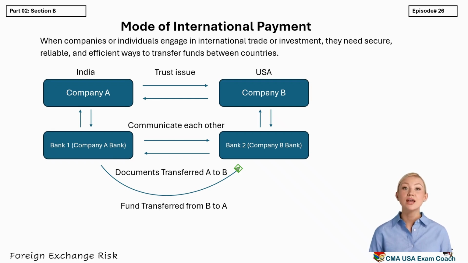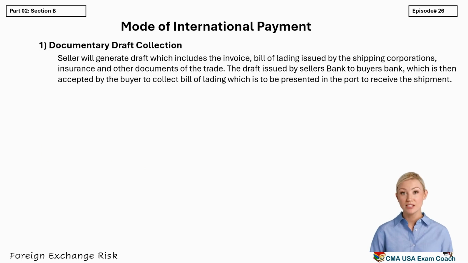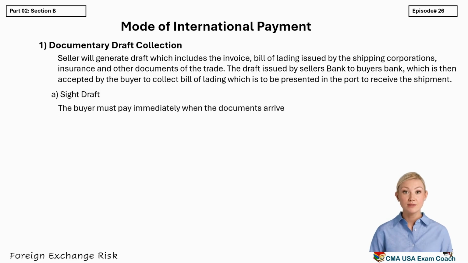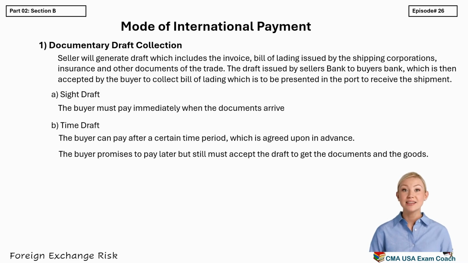Now, there are two types of payment requests in this system. A, sight draft. With a sight draft, the buyer must pay immediately when the documents arrive. The buyer can only get the goods after making the payment. B, time draft. With a time draft, the buyer can pay after a certain time period, which is agreed upon in advance. The buyer promises to pay later, but still must accept the draft to get the documents and the goods. So, this method helps protect both the buyer and the seller. The seller gets paid or promised payment before the buyer receives the goods, and the buyer can be sure the goods have been shipped before paying.